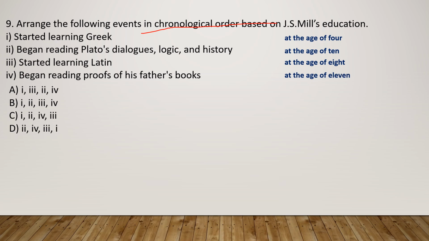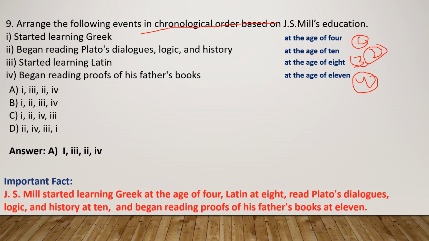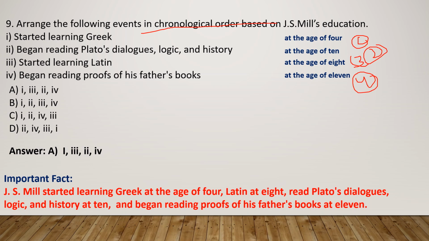So the correct sequence is 1, 3, 2, 4. Correct option is option A. J.S. Mill started learning Greek at the age of 4, Latin at 8, read Plato's dialogues, logic and history at 10, and began reading proofs of his father's book at 11.